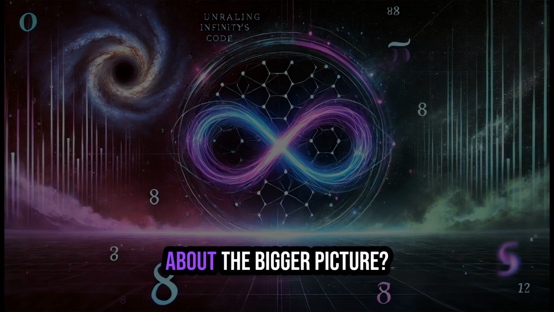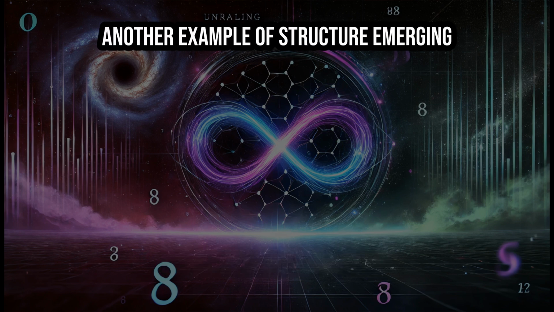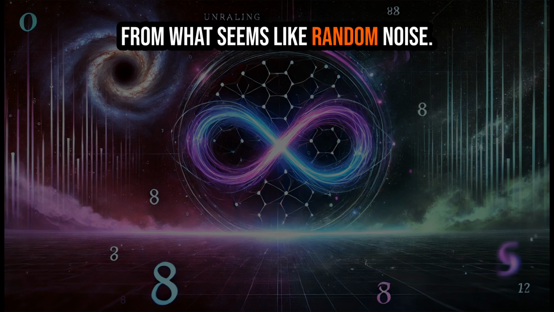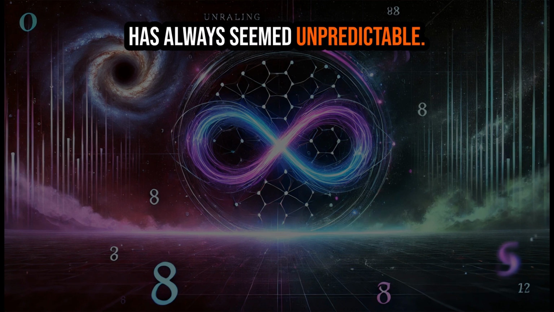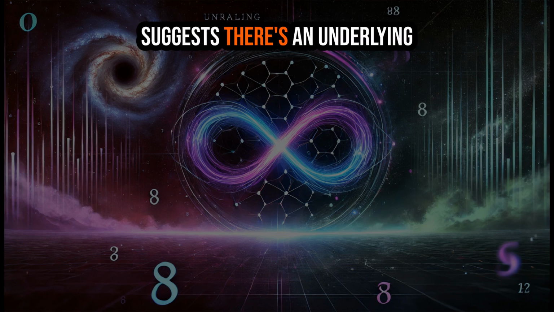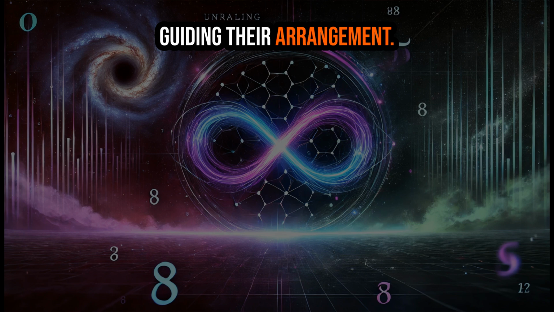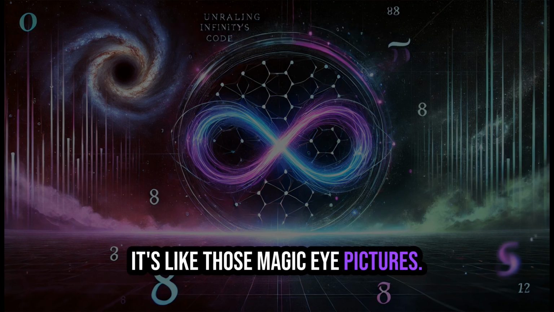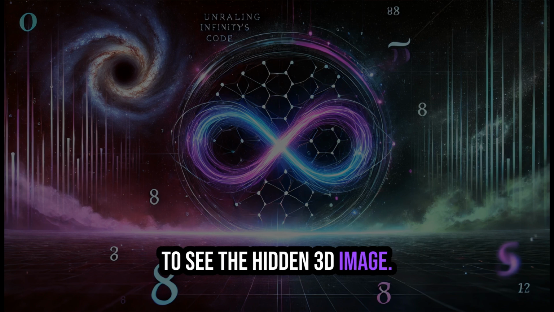What does this tell us about the bigger picture? What's really cool is that we're seeing another example of structure emerging from what seems like random noise. The distribution of prime numbers has always seemed unpredictable, but this digit composition analysis suggests there's an underlying order, a hidden blueprint guiding their arrangement. It's like those magic eye pictures. You have to relax your eyes and look at the random dots to see the hidden 3D image.